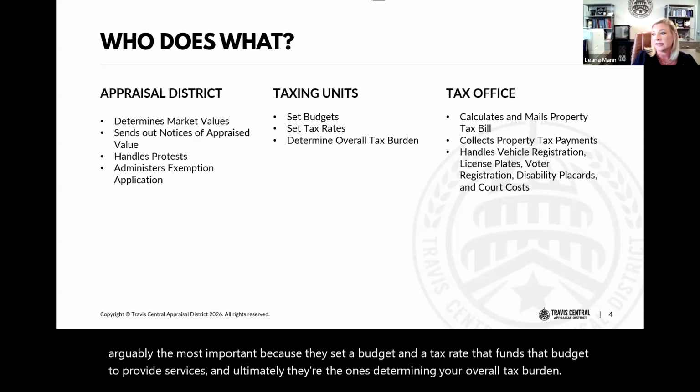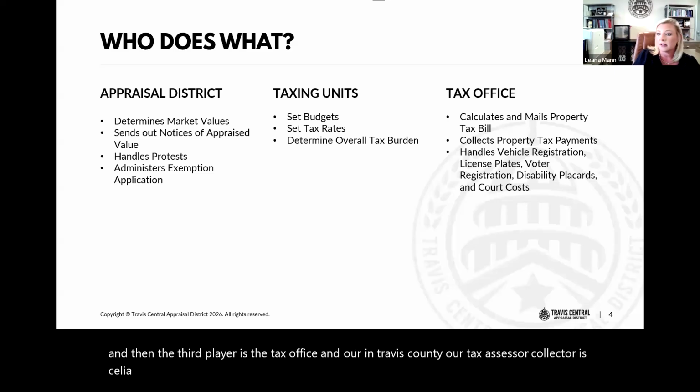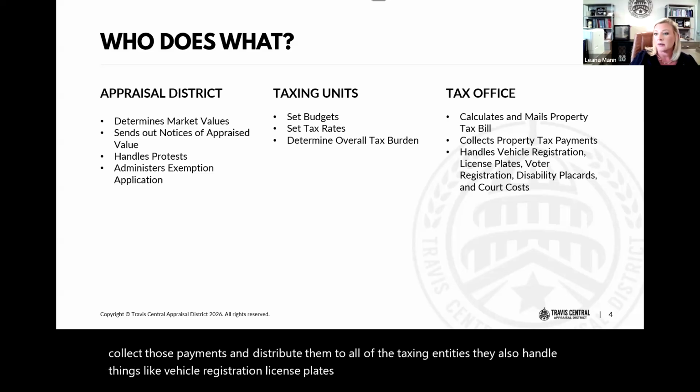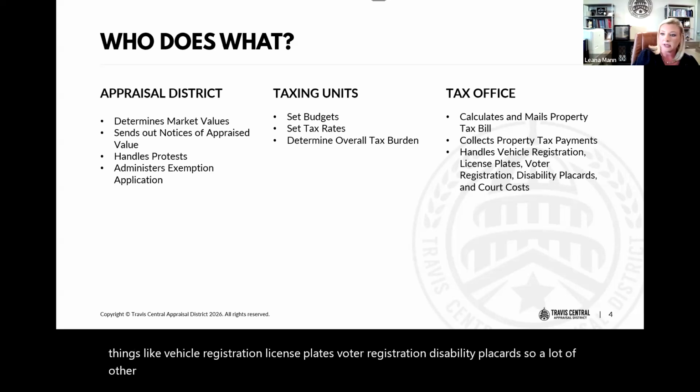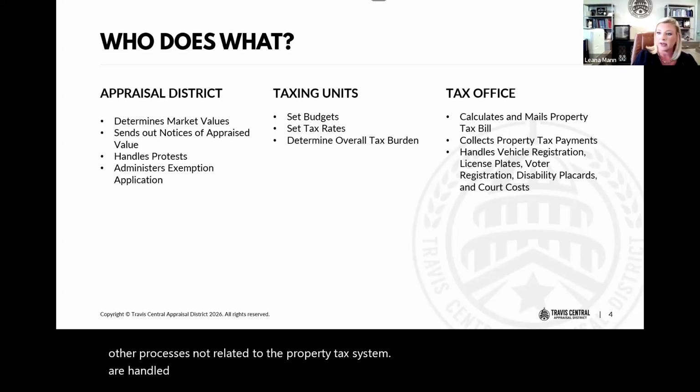And then the third player is the tax office. And in Travis County, our tax assessor collector is Celia Israel, and her office calculates and mails the property tax bill and then collects those payments and distributes them to all of the taxing entities. They also handle things like vehicle registration, license plates, voter registration, disability placards. So a lot of other processes not related to the property tax system are handled at the tax office, but they are the ones that calculate, mail, and collect the tax bill.